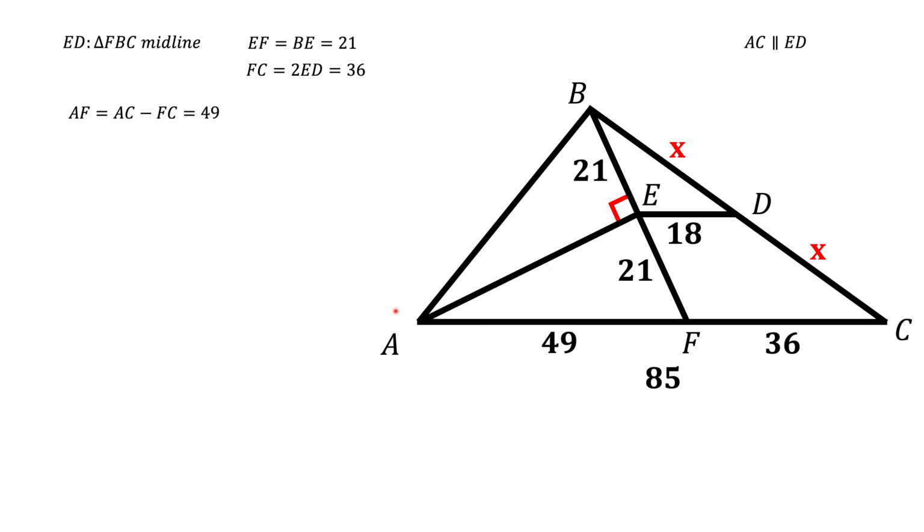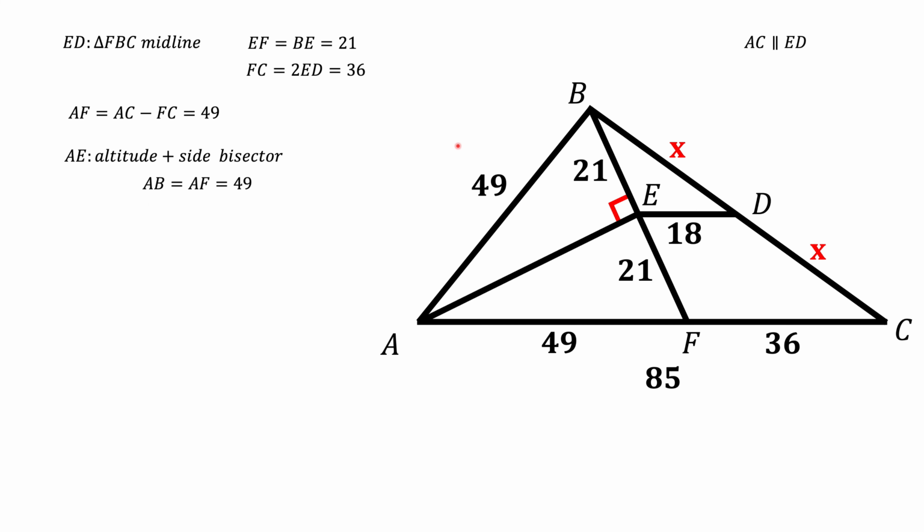Next thing, let's look at the side AE. And notice, if you look at triangle ABF, we find that AE is an altitude and also a bisector of side BF. And we know if we have a triangle and the same line is a bisector and the altitude, it means that we are dealing with an isosceles triangle. And that means that AF equals AB, and that is 49.